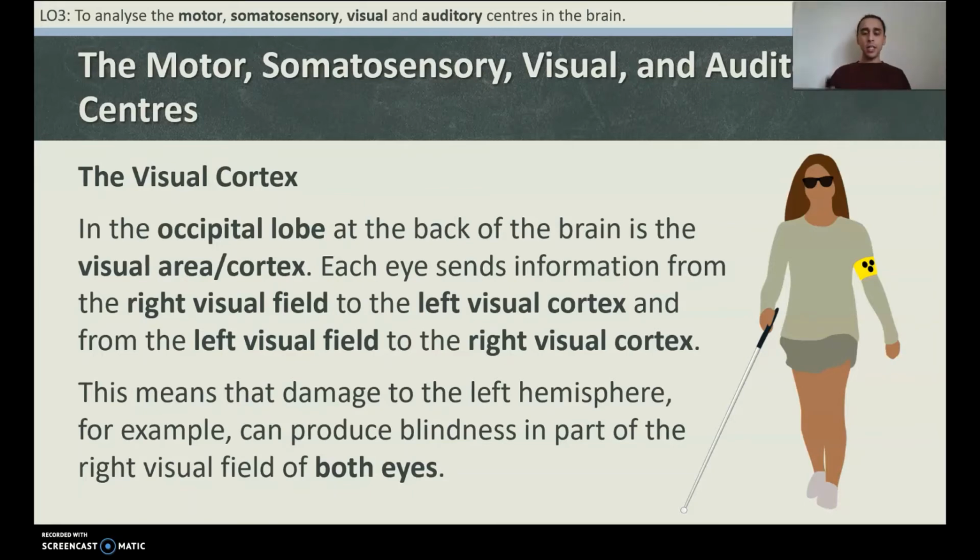This means that damage to the left hemisphere, for example, can produce blindness in parts of the right visual field of both eyes, right? So this has happened before. Sometimes you get in a fight or an accident and someone's hit you in the back of the head really hard. It can cause temporary blindness because the back of your head, the occipital lobe, is what's important for processing visual information. So even though your eyes haven't physically been hurt, if the part that manages those images has been damaged, you are blind essentially. Temporarily or permanently, depends on how hard you hit yourself.